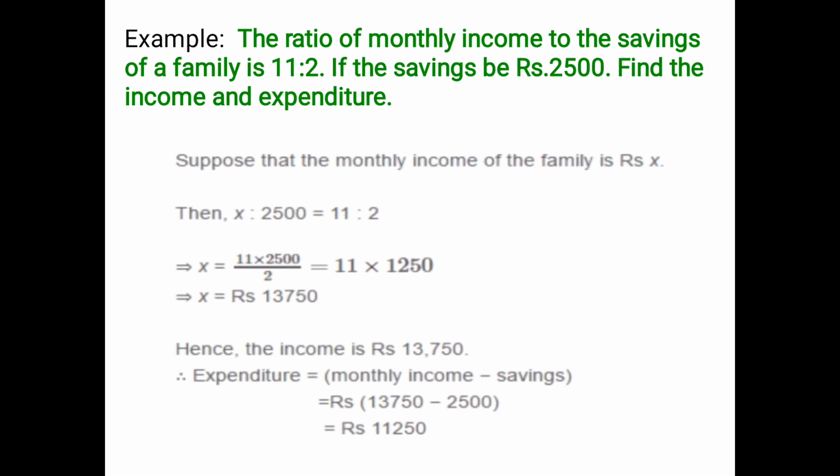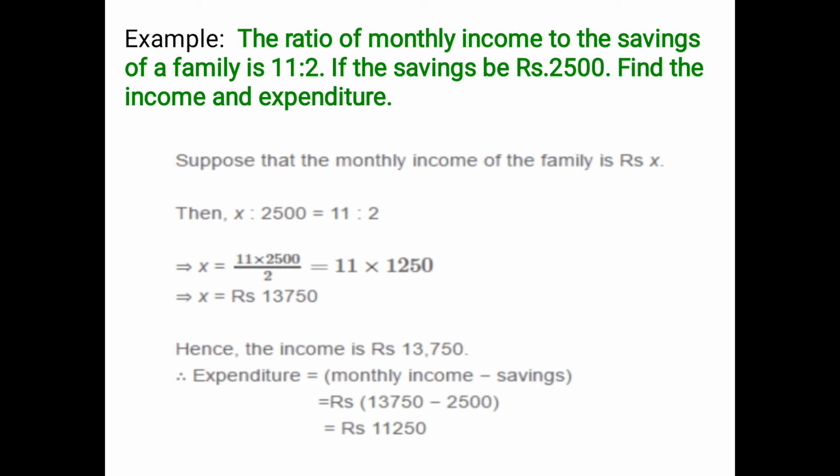The ratio of monthly income to the saving of a family is 11:2. If the saving is rupees 2500, find the income and expenditure. We need to find the income. What is his income and what is his expenditure?